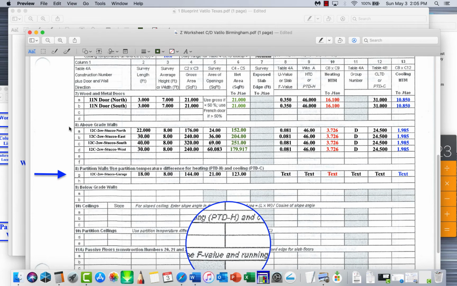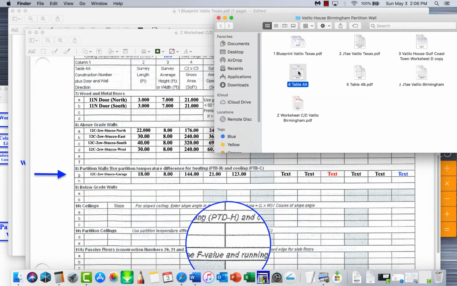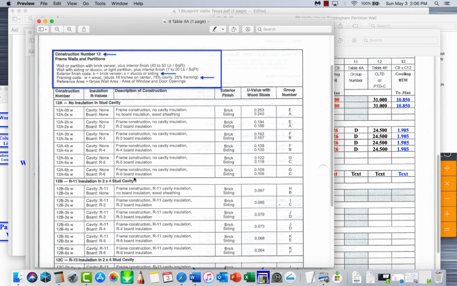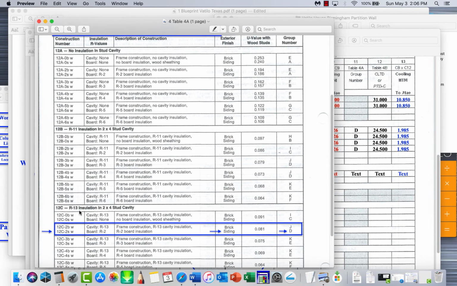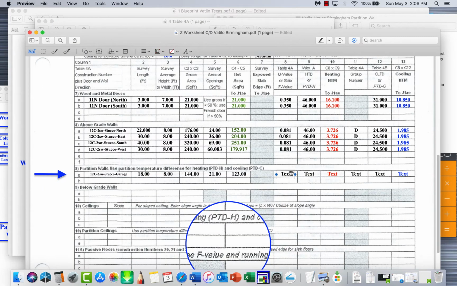Table 4A U value. Okay, so let's go to our table 4A U value. Table 4A. And of course we go down to our construction with the R13 insulation, 2x4 studs. And of course we're stucco, so we're using this bottom one down here, so that gives us a 12C-2SW, and here is our value, 0.081. Same as the rest of our walls.